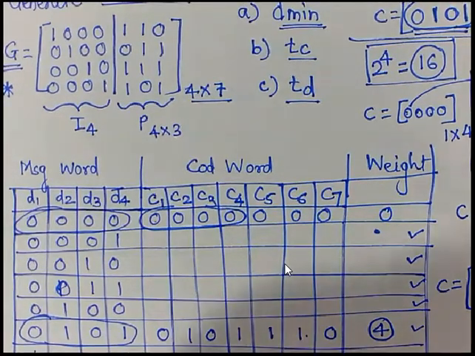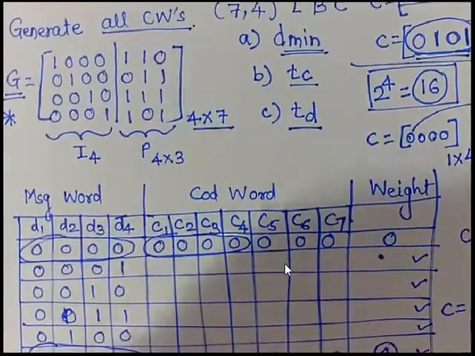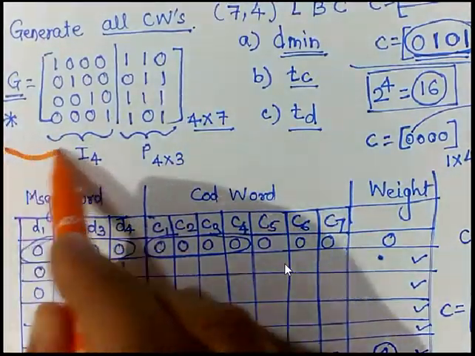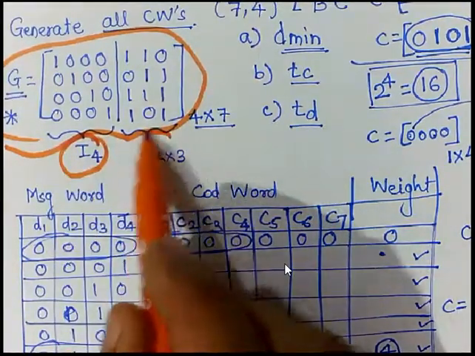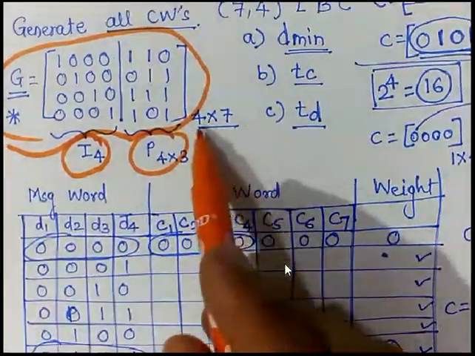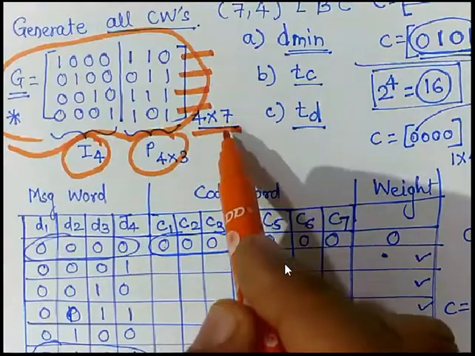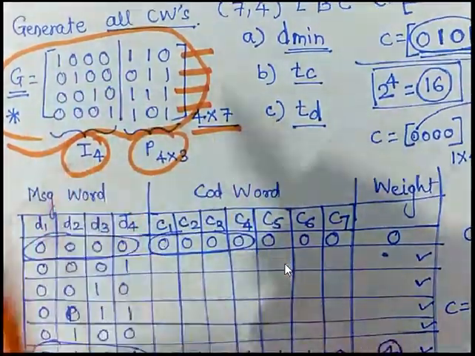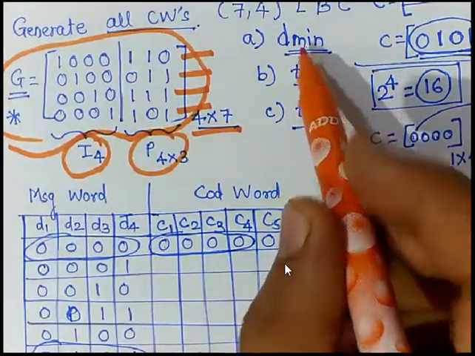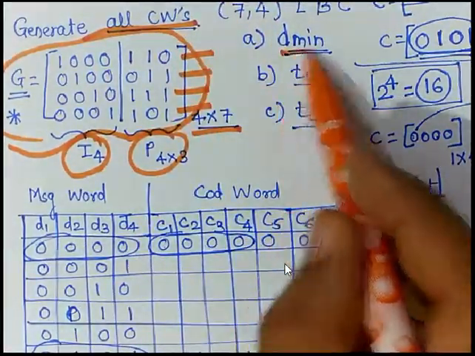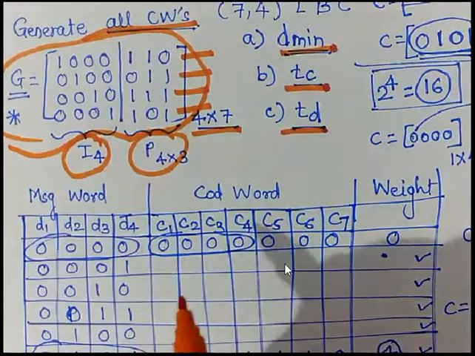We were discussing what exactly the LBC is and how to create the different code words by knowing the generator matrix. This was the generator matrix we have seen in the earlier session. This is the matrix with the identity matrix and the parity matrix combination. That's why the order of this matrix is 4 by 7, meaning a total of 4 rows and 7 columns. By the use of this particular matrix, we want to calculate, first, all code words, second, the minimum distance, third, the correcting capability of the code, and then the detecting capability of the code.